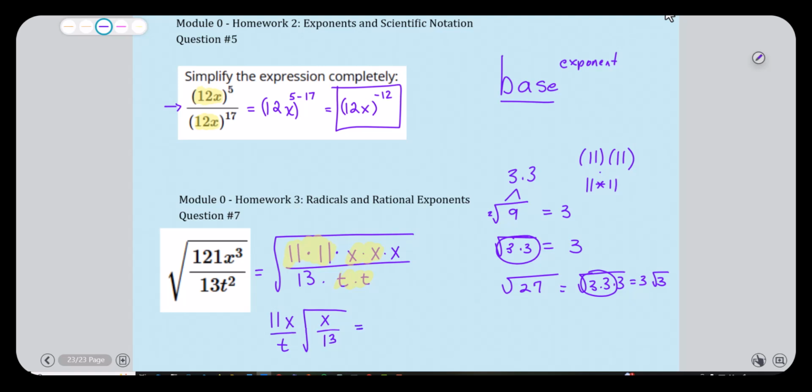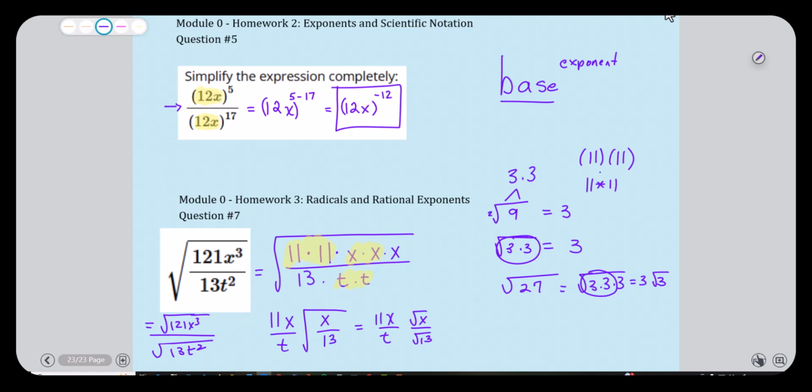Now, you will see sometimes, and this is another rule with radicals, when you're dividing a radical, you can do this as well. You can separate them into square roots. In fact, I could have done that from the beginning. I could have rewritten this as the square root of 121x cubed over the square root of 13t squared. That's a good little rule to use as well.